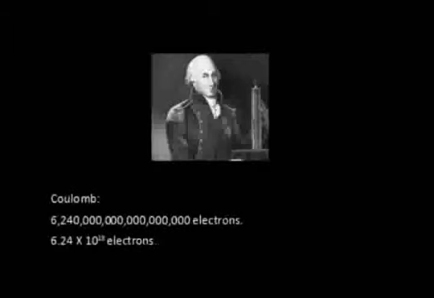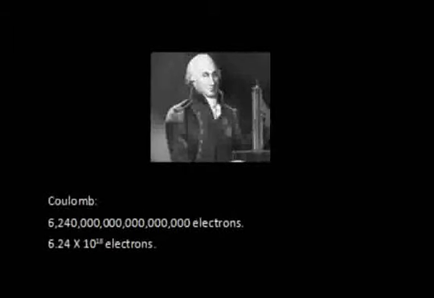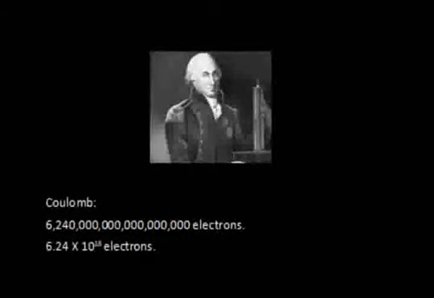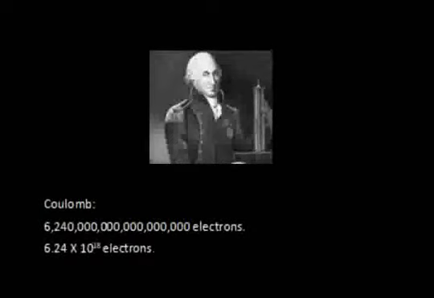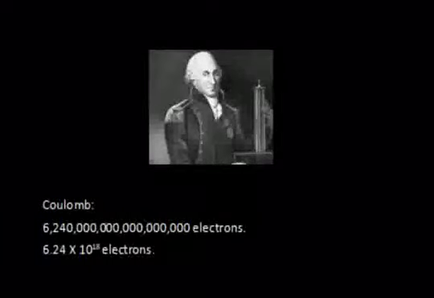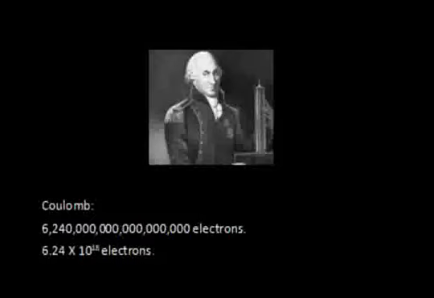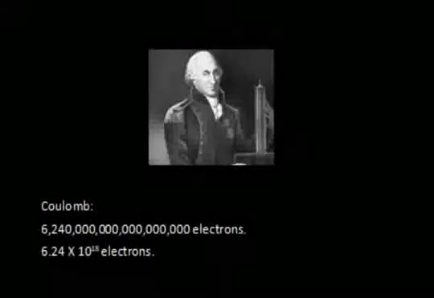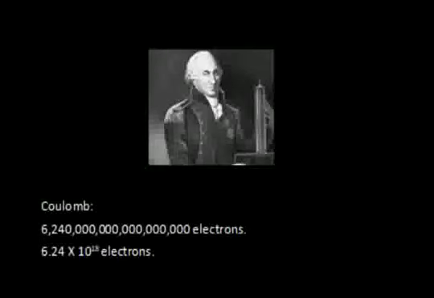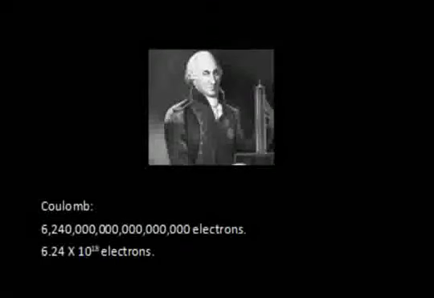1 coulomb represents approximately 6.24 times 10 to the 18th electrons. While the coulomb is used to describe the flow of electricity, it is not used to describe static charges. It is impractical to describe the very small difference in charges between two bodies using values so large.